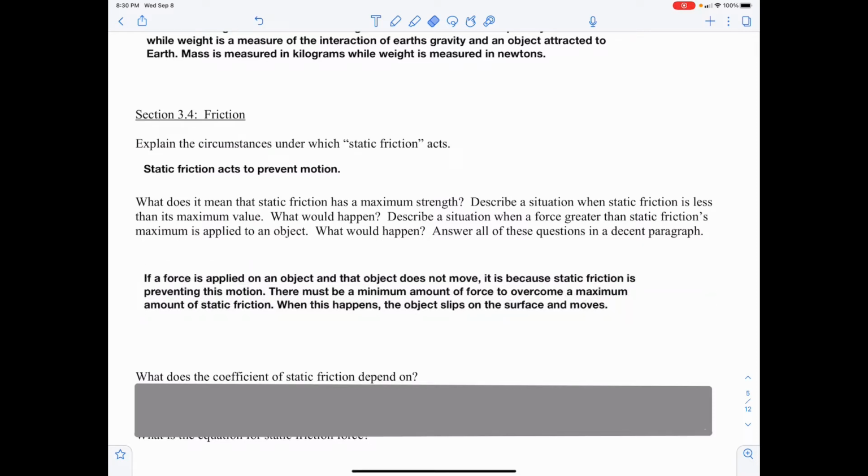Well, if force is applied to an object and the object does not move, that means static friction is preventing the motion. Now, there has to be a minimum amount of force needed to overcome this static friction, okay? When this happens, the object slips and moves on. So let's talk about the scenarios that they asked us. Describe a situation in which static friction is less.